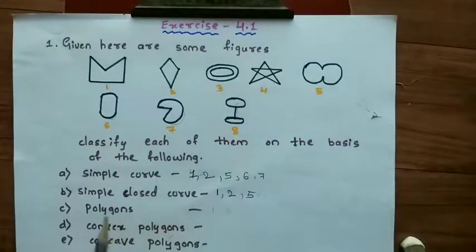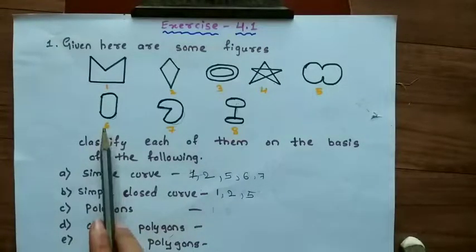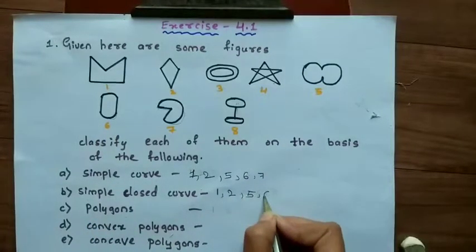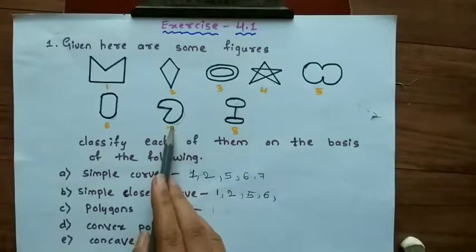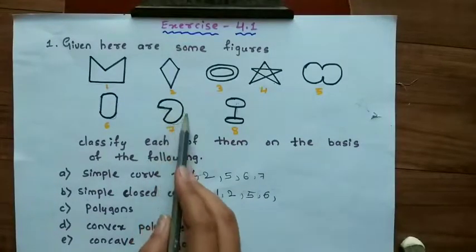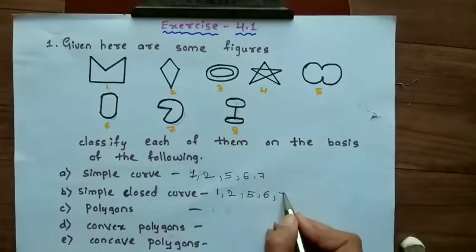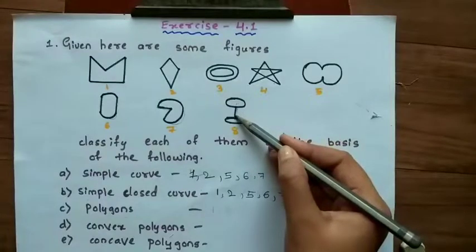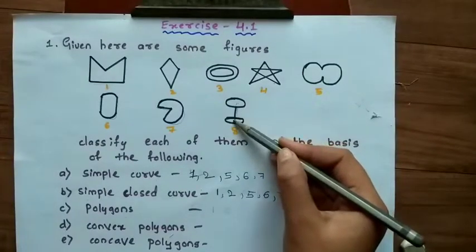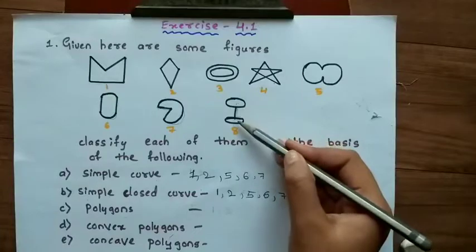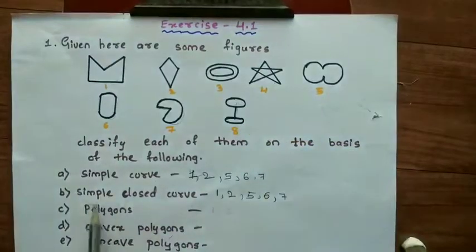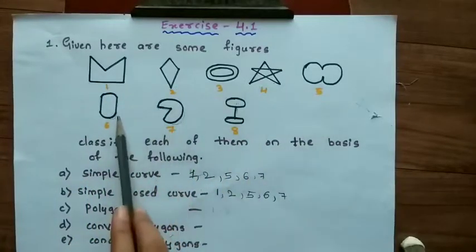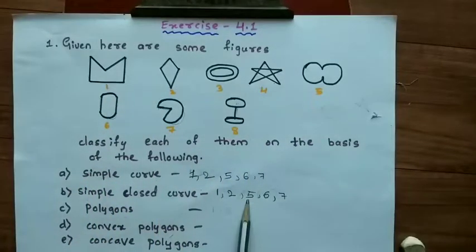If you are checking figure 6, figure 6 is also a simple closed curve. Figure 7, yes, it is also a simple closed figure. In figure 8, again this line is intersected with these two circles. So it is not a simple closed figure. So the simple closed curves are 1, 2, 5, 6, 7. These are the simple closed curves.